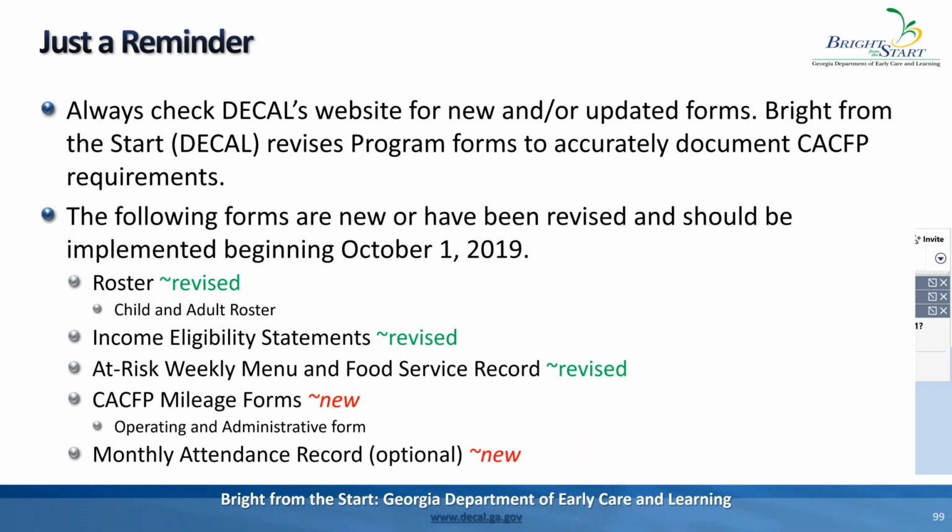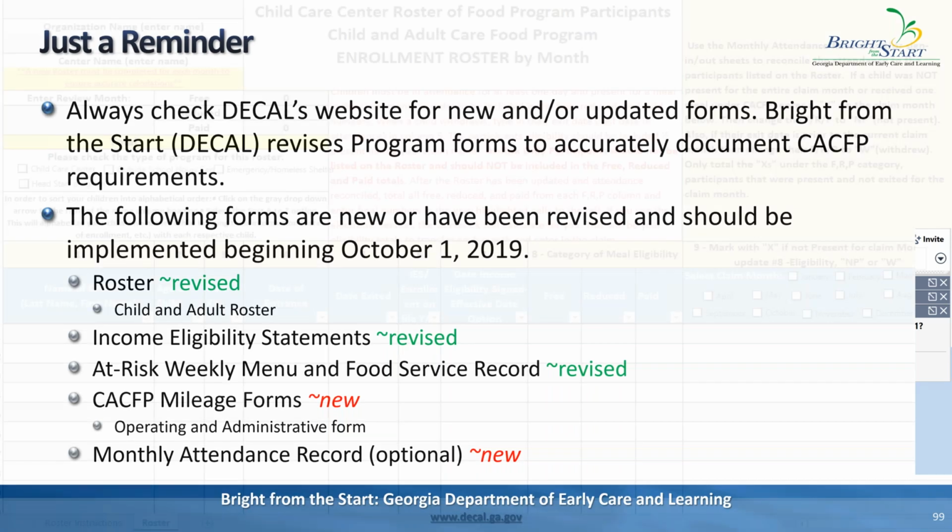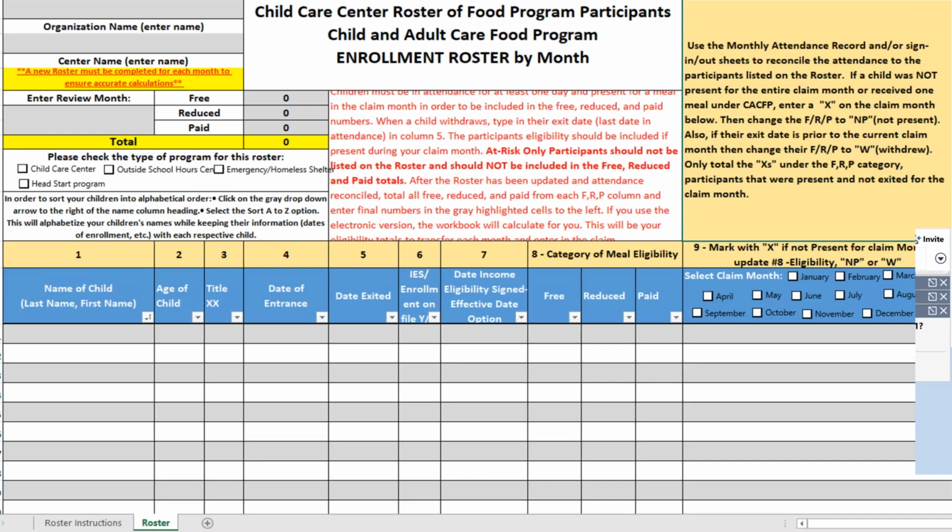Okay, you see this child care center roster of food program participants. Again, this is due every year, October 1, a brand new roster. You look at this form, and the instructions will be there telling you how to fill this out. You see some things have changed. The pre-K category is no longer there. Now you have the IES information on this form as well. There will be all the instructions to tell you about this. This roster will be in effect October 1st. There is a separate adult roster.